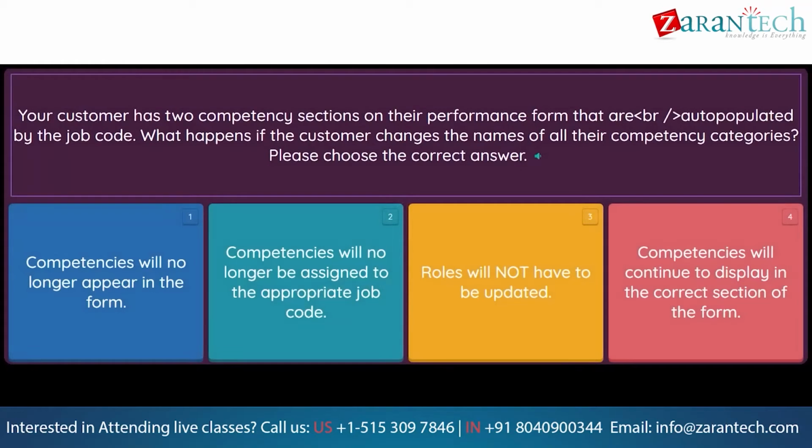Question: your customer has two competency sections on their performance form that are auto-populated by the job code. What happens if the customer changes the names of all their competency categories? Please choose the correct answer.